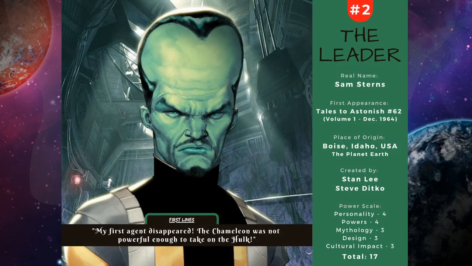Number 2 on our list is the Leader. And the easiest way to describe the Leader is that he is as intelligent as the Hulk is strong. So his brain, as you can see, has been enlarged by gamma radiation and is one of Marvel's greatest masterminds that works behind the scenes to primarily fight against the Hulk, but also other characters as well.